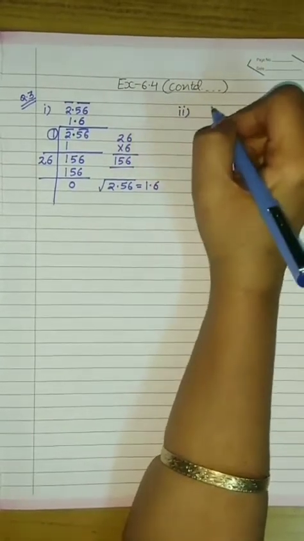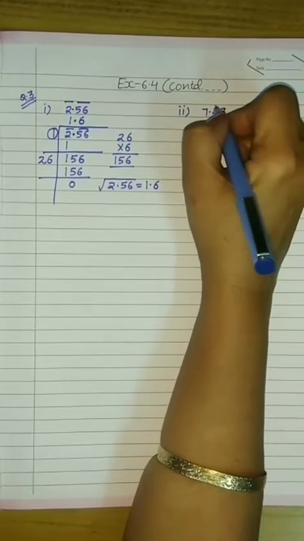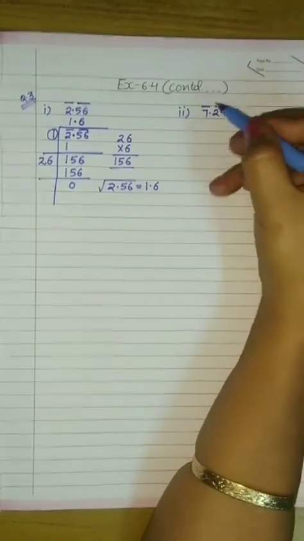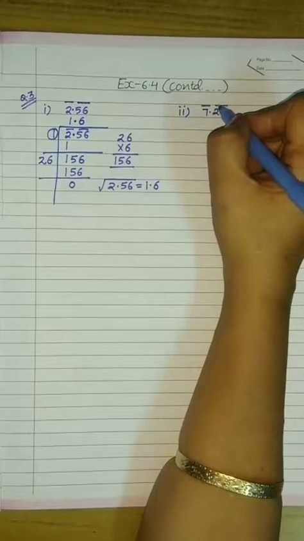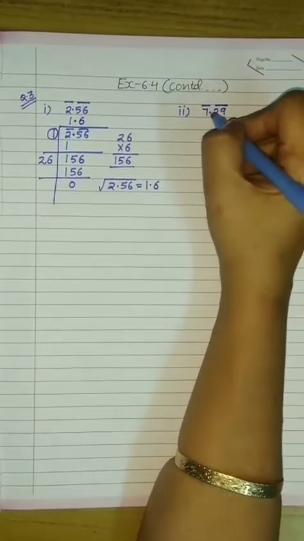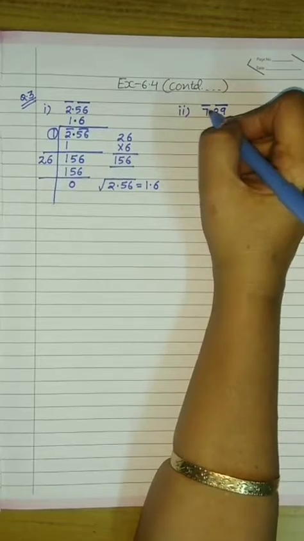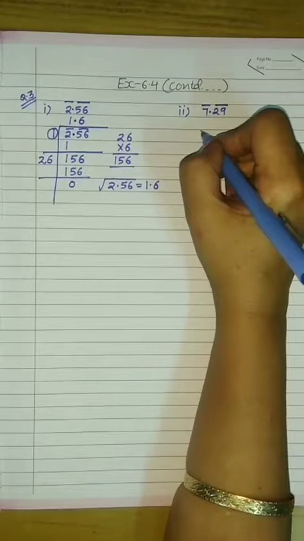Second part of this question is 7.29. Again we are putting bars on the pairs of digits. After the decimal we have two digits, 2 and 9. So one bar will be on 2 and 9, and before the decimal we have 7. So one bar will be on 7. So this number has two bars.